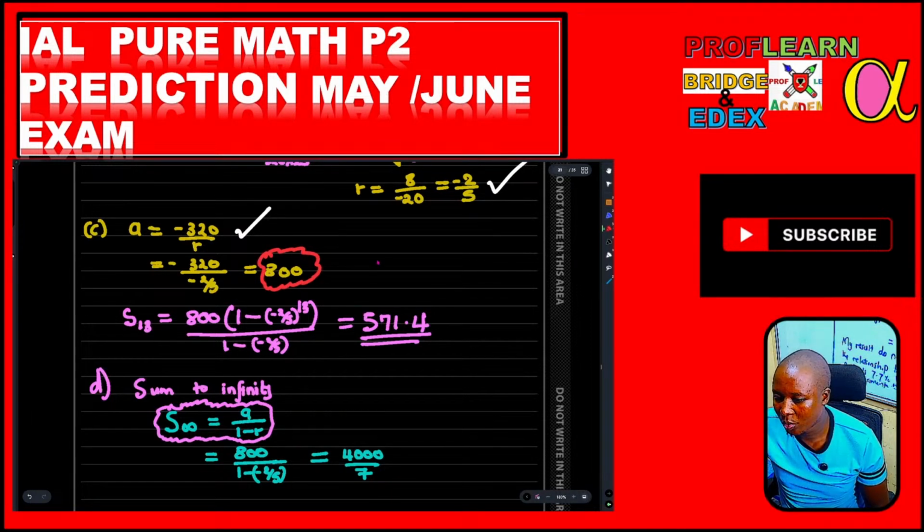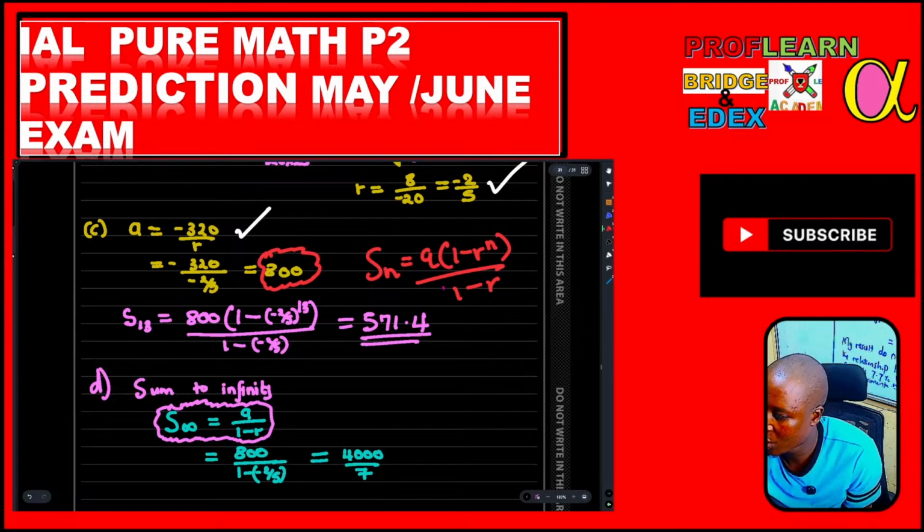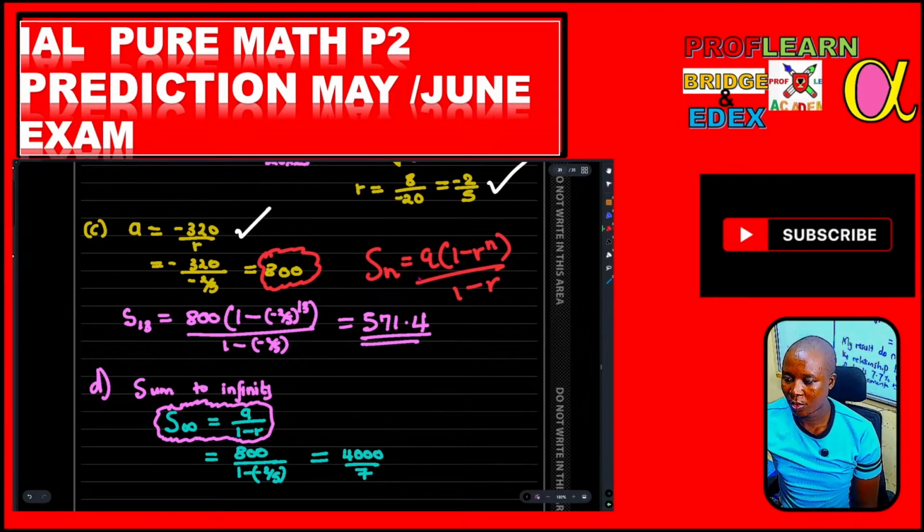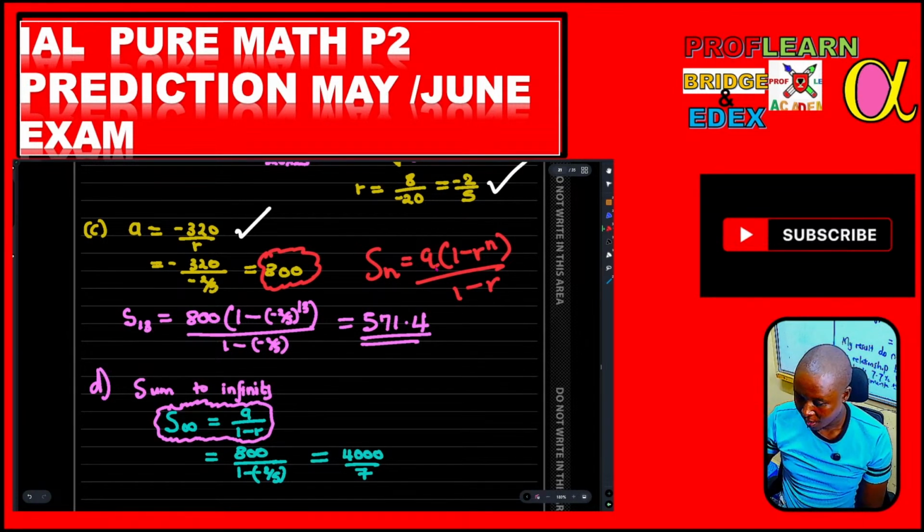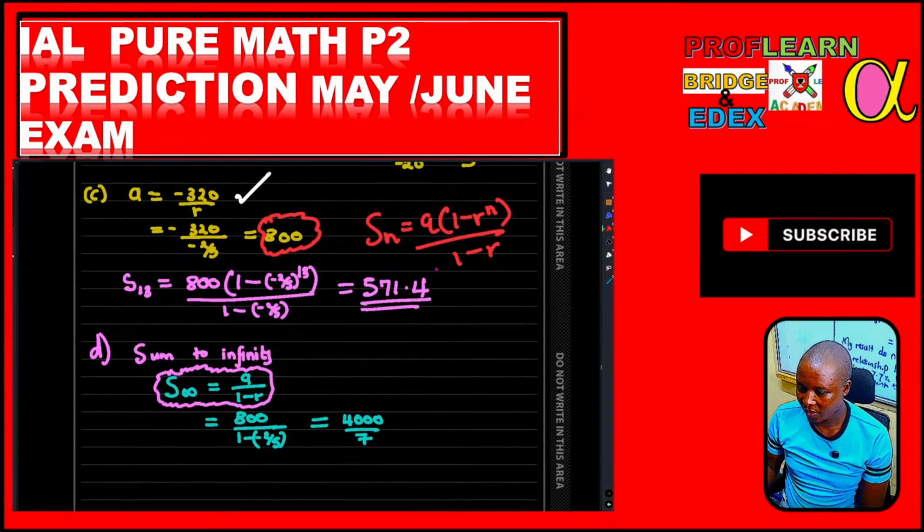So we can use the sum of n terms equals a times 1 minus r raised to power n over 1 minus r, because the common ratio was less than 1. So we are going to use this particular formula. Working it out, we are going to get 571.4.